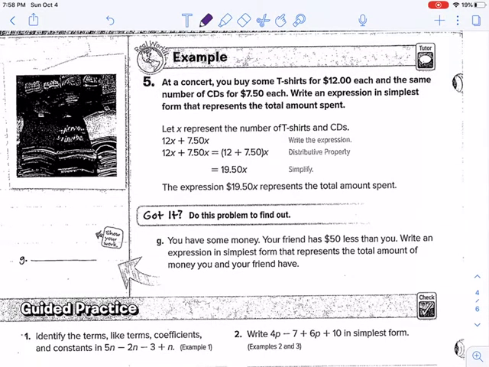And example number 5. At a concert, you buy some t-shirts for $12 each and the same number of CDs for $7.50 each. Write an expression in simplest form that represents the total amount spent. So t-shirts, 12 times X, number of CDs, $7.50 times X. You can combine them because they both have X's, so $19.50X.